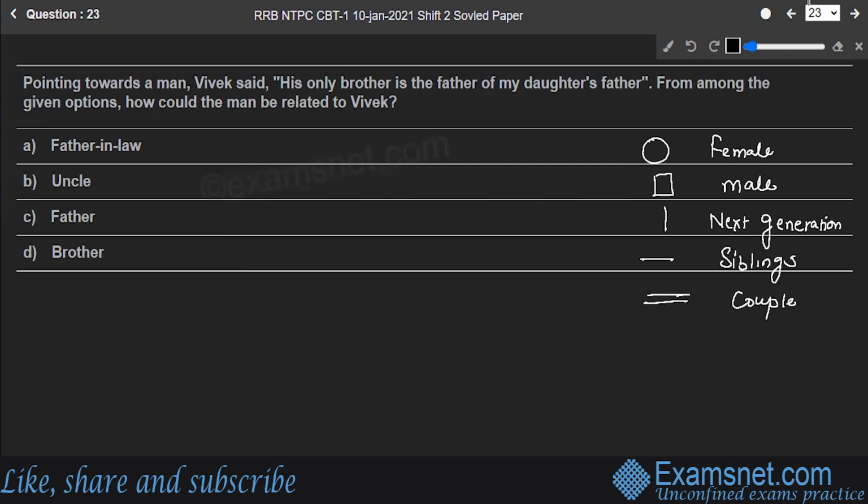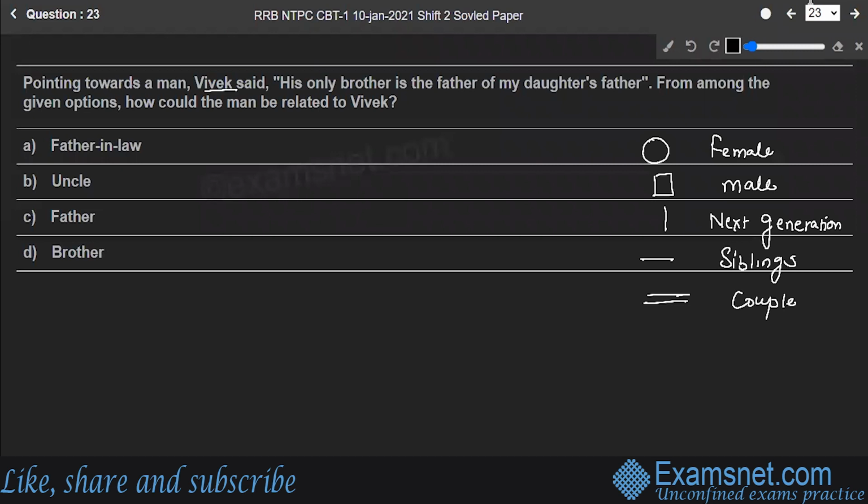So now let's move to the sum. It has said that pointing towards a man, Vivek said, his only brother is the father of my daughter's father. All right. So if you break the statement, we will get that his only brother is father of my, so that is actually Vivek's daughter's father. His only brother is father of Vivek's daughter's father. So his brother is father of Vivek. His brother is none other than father of Vivek.